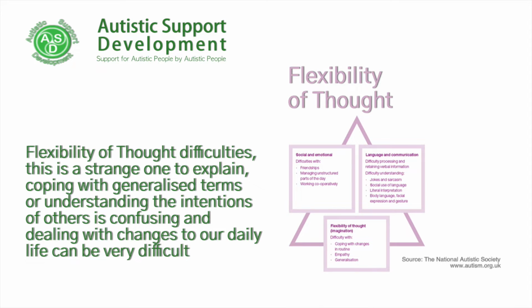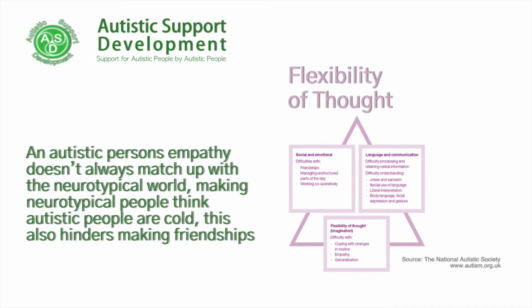Flexibility of thought difficulties. This is a strange one to explain. Coping with generalized terms or understanding the intentions of others is confusing, and dealing with changes to our daily life can be very difficult. An autistic person's empathy doesn't always match up with the neurotypical world, making neurotypical people think autistic people are cold. This also hinders making friendships.